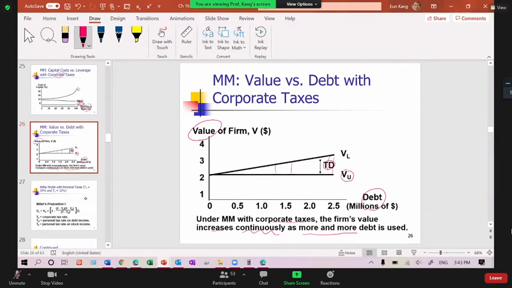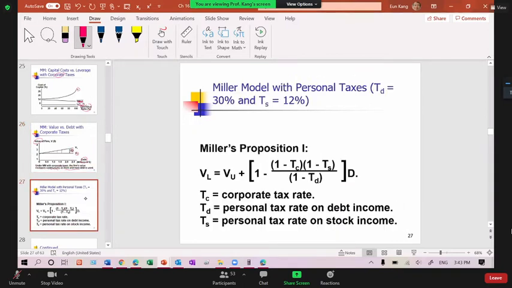Then finally, the Miller model. The Miller model is with personal taxes. So you have personal tax on debt of 30%. Personal tax on equity is 12%, let's say. Then you have this formula, which looks more difficult, more complicated. And as I said, what he argued was that this square bracket is 0. Then what? Then VL is VU.